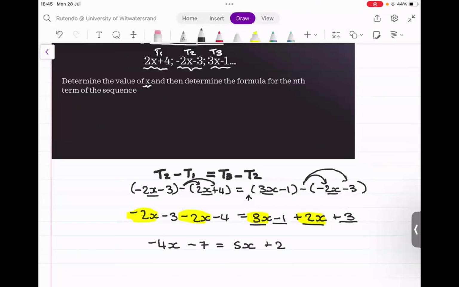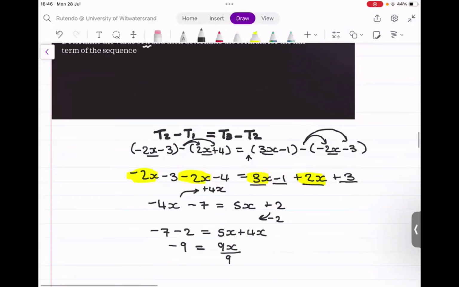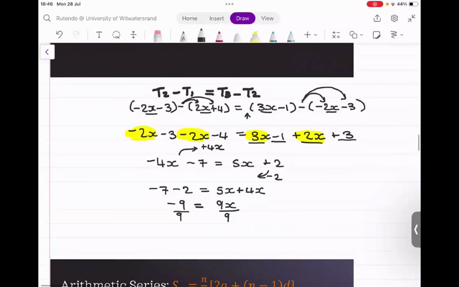Okay, so now I can move some stuff around. I'm going to move this 4x to that side, and I'm going to move this 2 to this side. So this turns into a negative 2, and this turns into a positive 4x. And so I'll have minus 7 minus 2 is equal to 5x plus 4x. So minus 7 minus 2 gives me minus 9, which is equal to 5x plus 4x, which is 9x. And so divide both sides by 9 to get x by itself. And so I'll have x equal to minus 1.